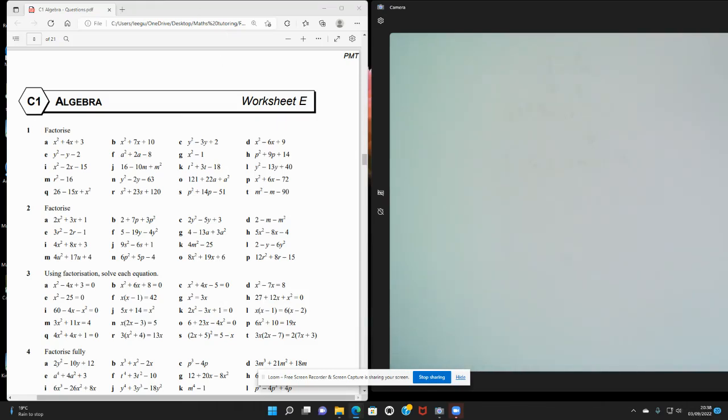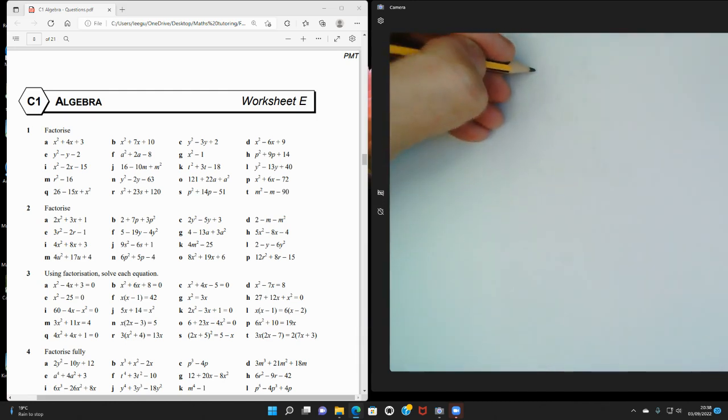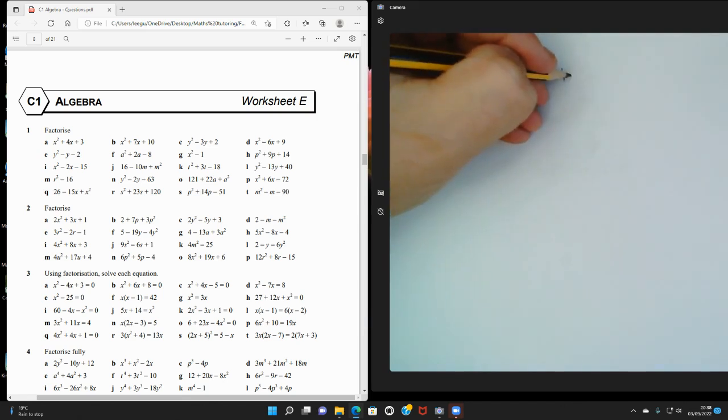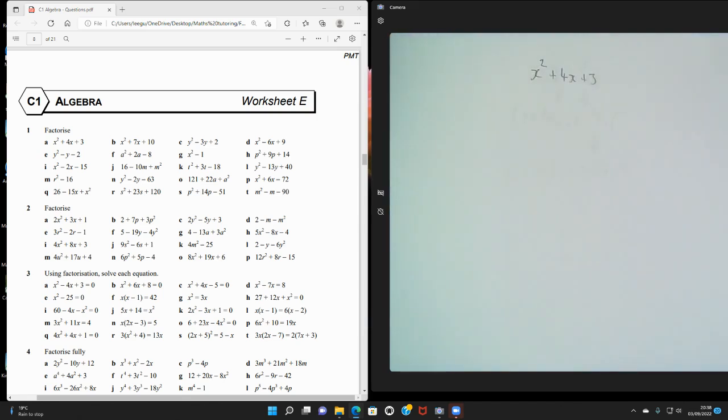Hello everyone, and in this video we're going to be looking at some slightly more complicated instances of factorization. In this course so far we've only been factorizing expressions where the number in front of the x squared has been 1. For example, in the last video we were factorizing expressions like x squared plus 4x plus 3, where technically we had a 1 in front of the x squared.